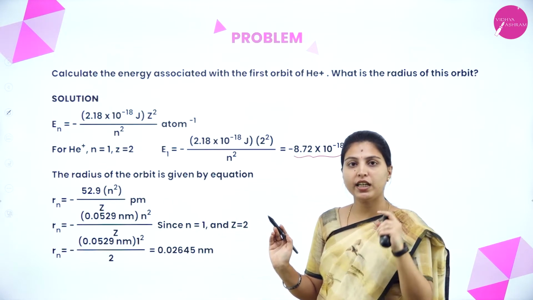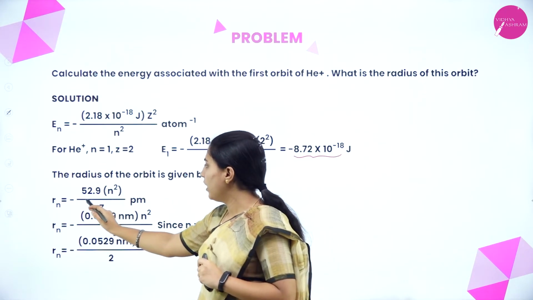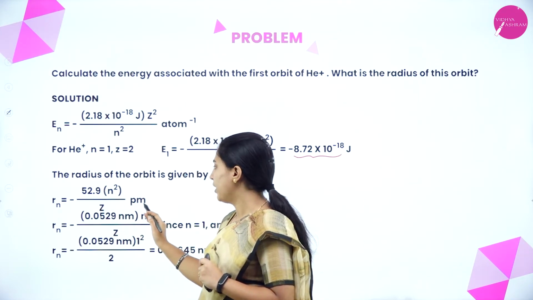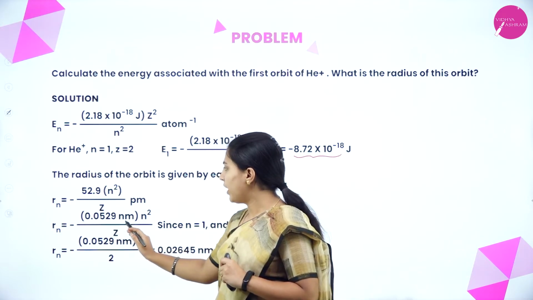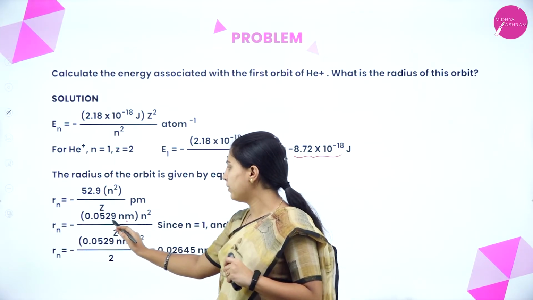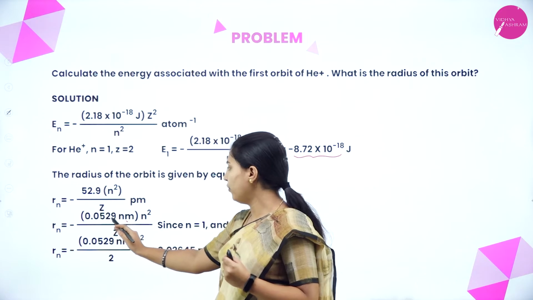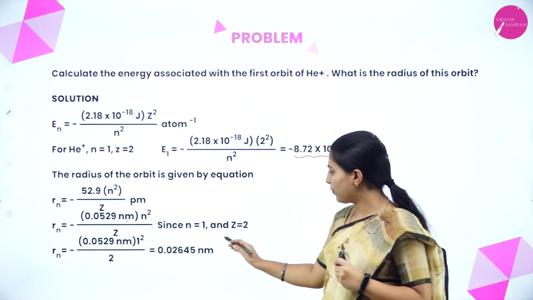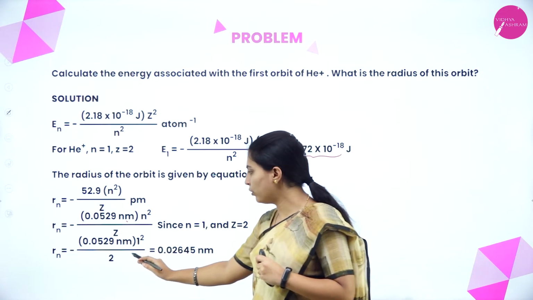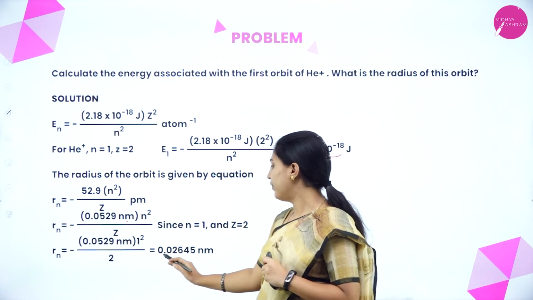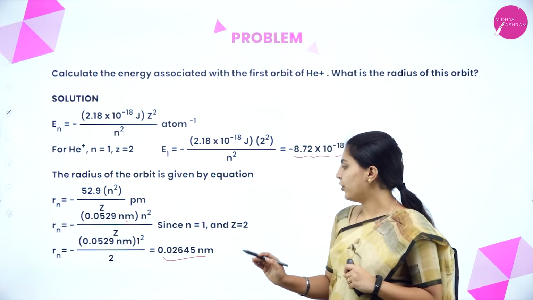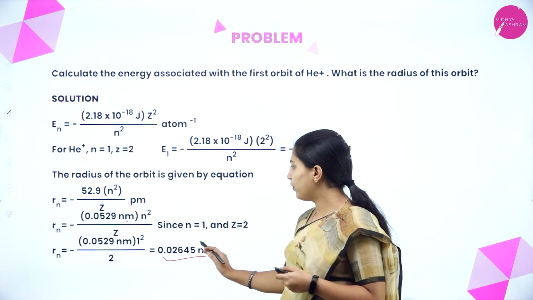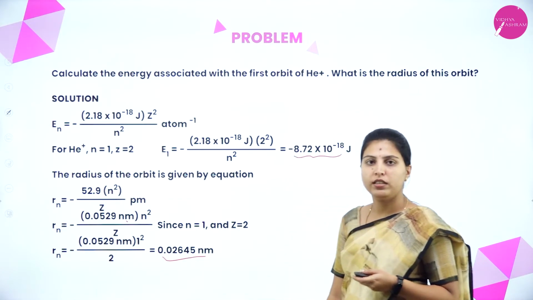Now we are finding the Bohr radius, that is 52.9 into n square by z picometer. These things we are converting into nanometer. So, 0.0529 into n square by z. Since n equals 1 and z equals 2, again we have to substitute here. We will get 0.02645 nanometer. Again we have to write in nanometer terms itself.